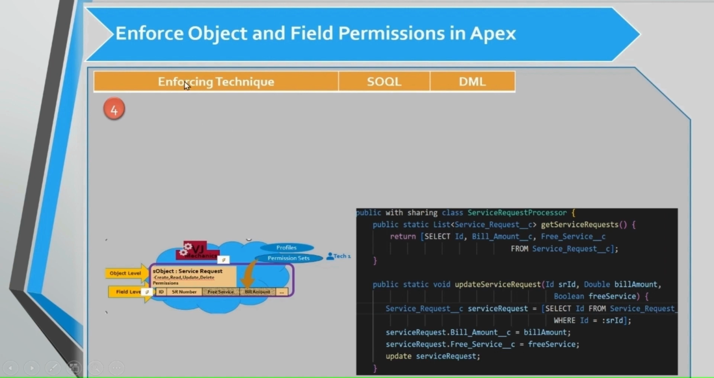The other technique for enforcing the object and field level permissions in custom Apex is by using the object and field describe result methods. This is a very flexible way for finding out the object level and field level security permissions for the given user in the custom Apex code. It can be applicable to the SOQL query and DML queries.